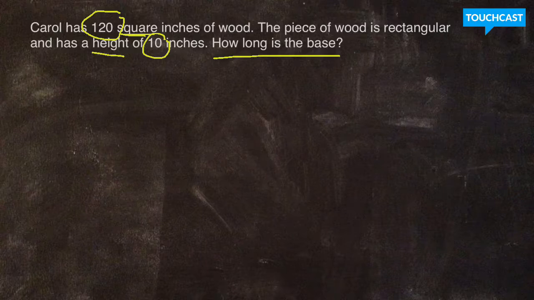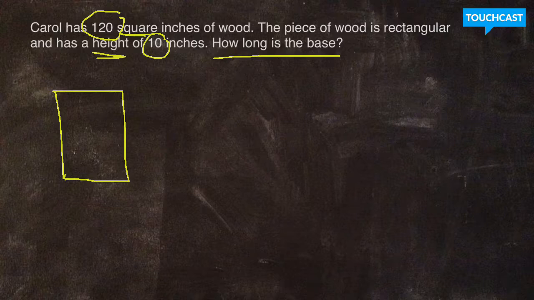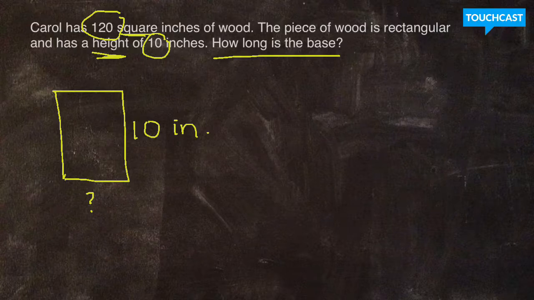Okay, so here's my piece of wood. The height is 10, so I know that is 10 inches. Okay, we want to figure out how long it is. What's the base? How long the base is. Now, think about what we have. We have to decide if it's an area or perimeter problem. When we see this word, square inches, we have to think area. So we're going to find, we need to work with area.